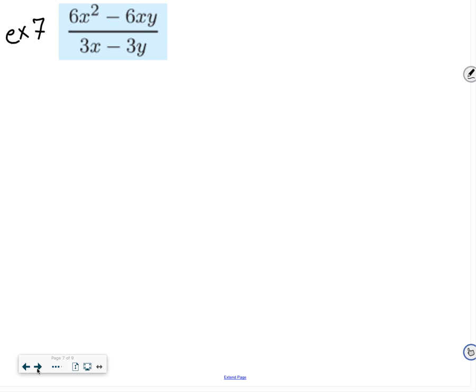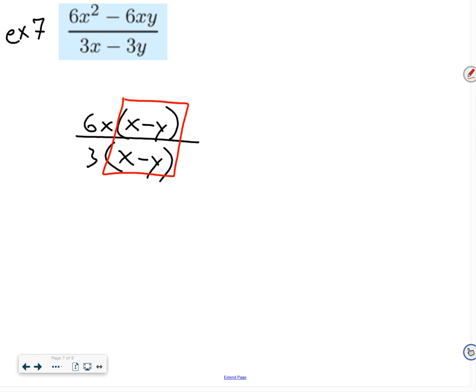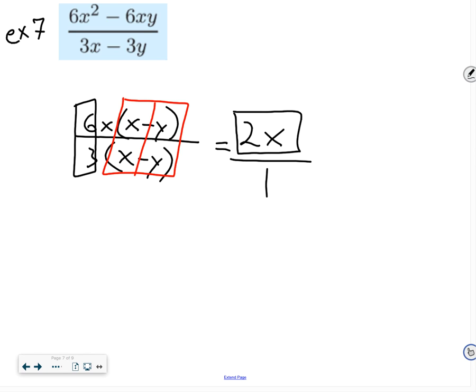Our next example here, I'm going to look and see that the numerator can be factored as a 6 and an x minus y. The denominator can have a 3 factored out from those terms, and I get x minus y. Notice we have two terms that are considered to be 1, something divided by itself. I simplify. Notice here I have a common factor, so 6 divided by 3 is 2. And I'm left with 2x as my final answer. I could put this over 1, but it's not necessary.